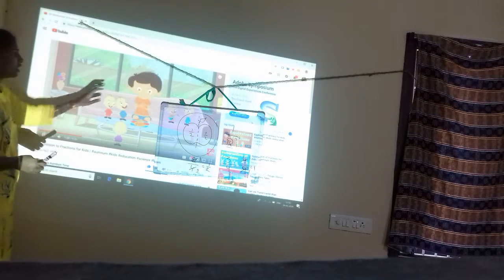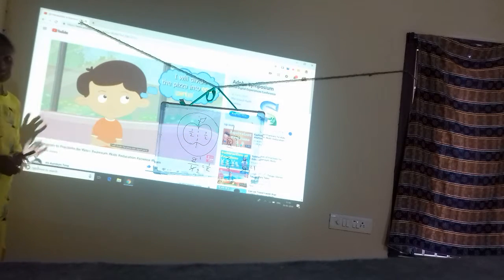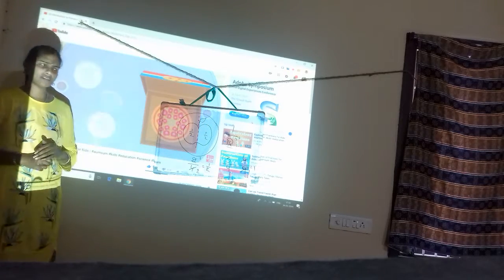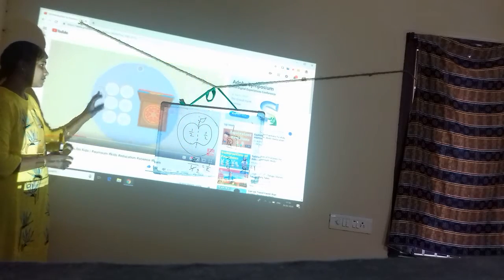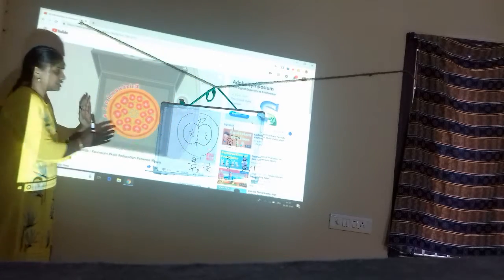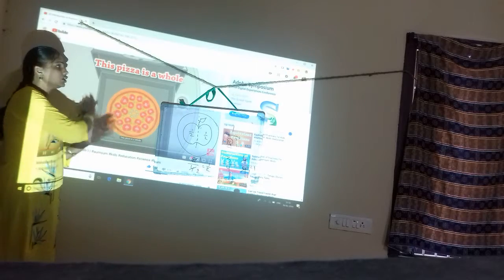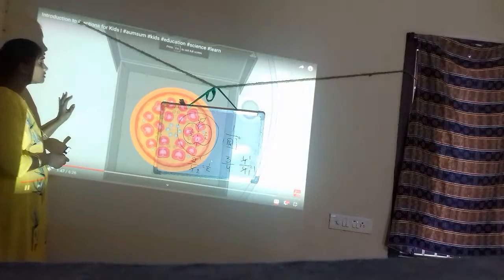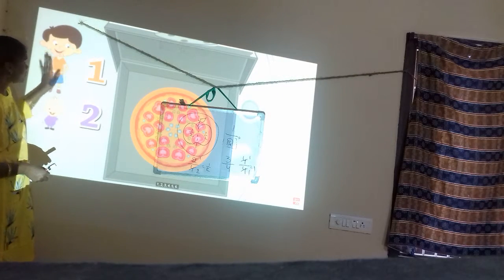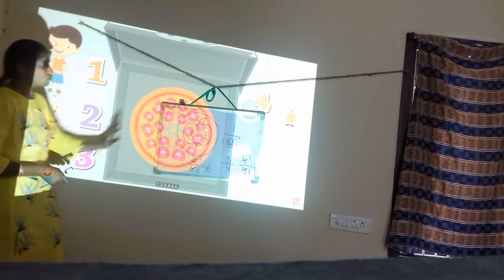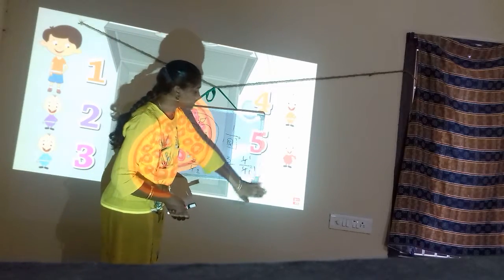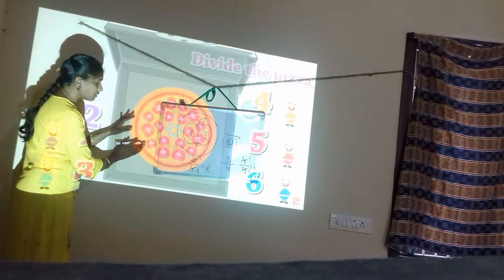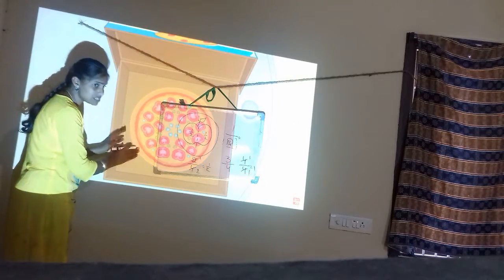Here, see. They order one pizza. Here 5 members are there. They want to share this pizza equally into 6 pieces. How many members are here? 5 members are there, and the 6th. So 6 members are there. They have to share this pizza equally.